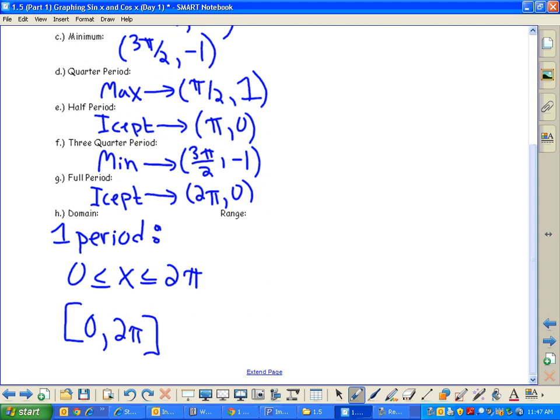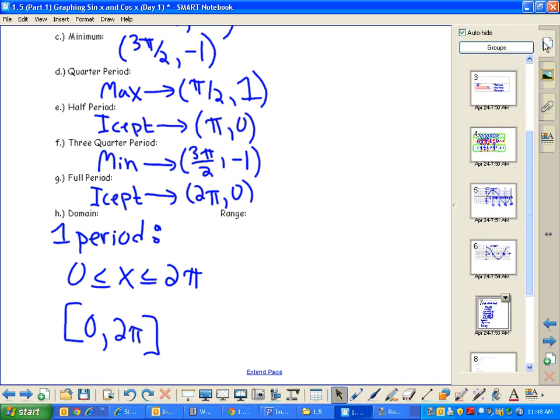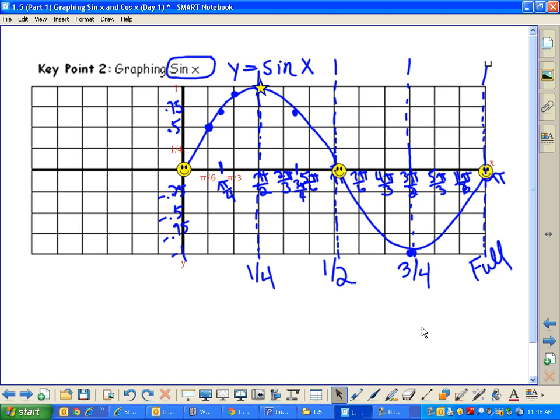The range, which is what we talked about yesterday, is the space the graph takes up on the y-axis. Does anybody know what the range of this function is? The range. Not 0 to 1, -1 to 1, yeah. So the space this graph took up on the y-axis went from -1 to 1. That's it. Can't go any higher or any lower.